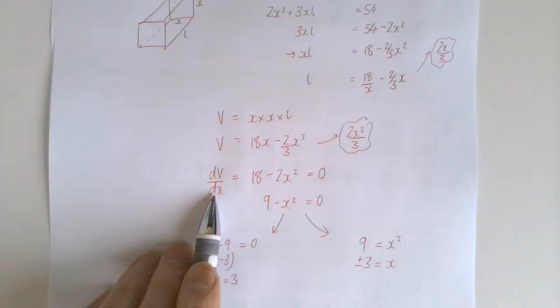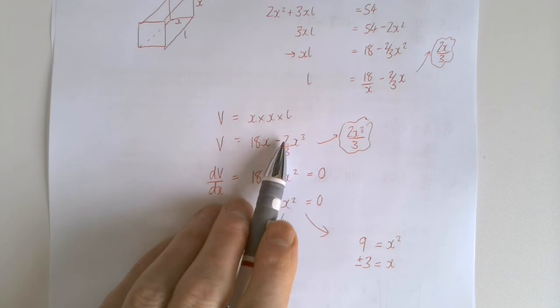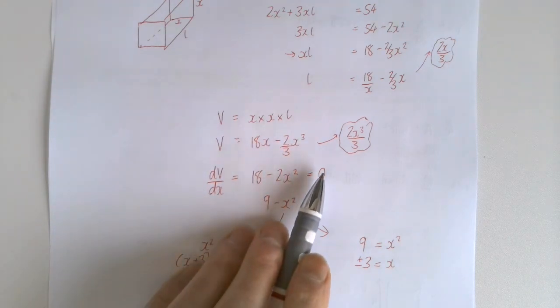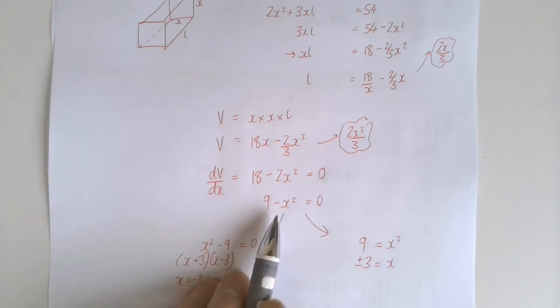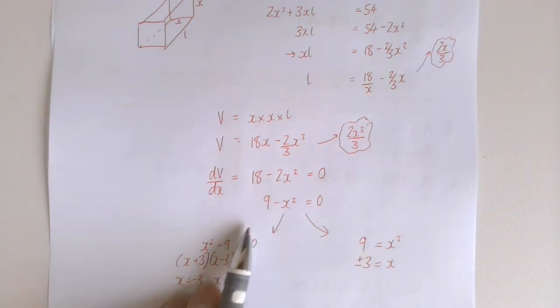So dV/dx is 18 minus 2x squared, since 3 times 2/3 is 2, and we're looking for a turning point, so when does that equal 0? So I divide it by 2, and then you could go two ways. You could just do it this way, or multiply everything by minus 1 and spot that it's a difference of two squares. Anyway, we get the same answer.